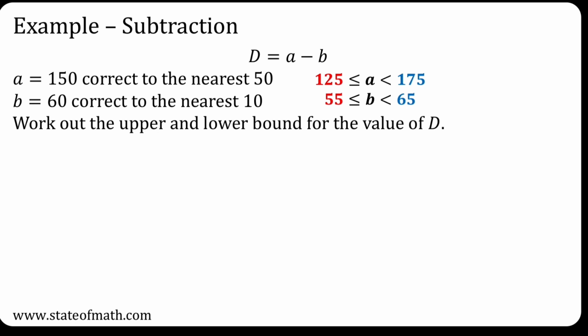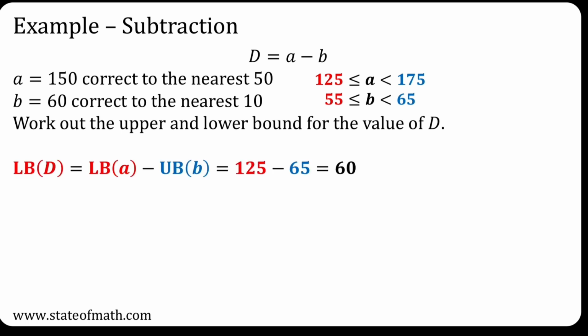Let's move on to subtraction. Imagine someone has some money and they spend part of it. Let's call the original amount A, which is 150, rounded to the nearest 50, and the amount spent B, which is equal to 60, rounded to the nearest 10. The upper and lower bounds of A and B are the same as before. Now, this is where things change compared to addition and multiplication. To find the smallest possible difference, we need to think carefully.